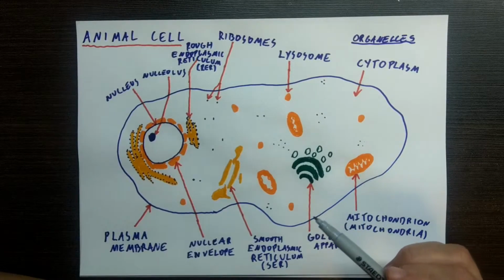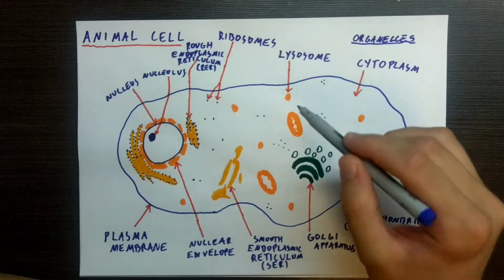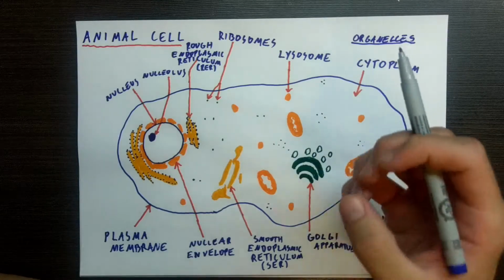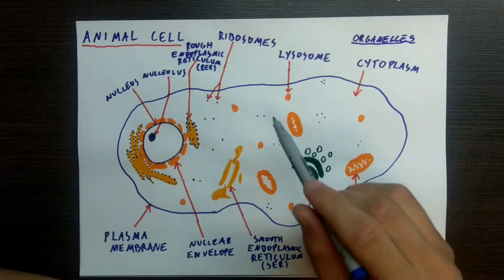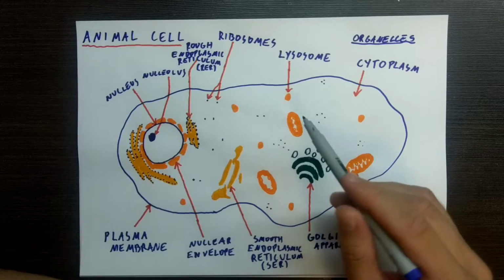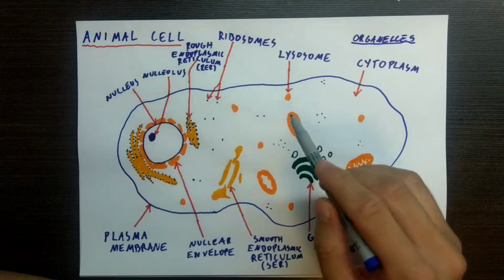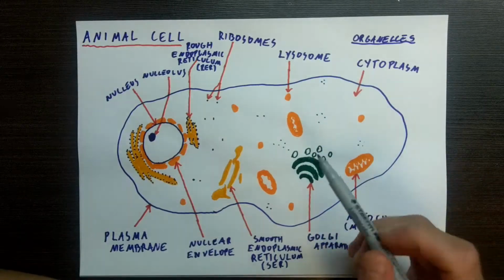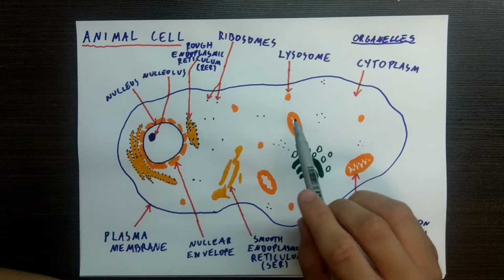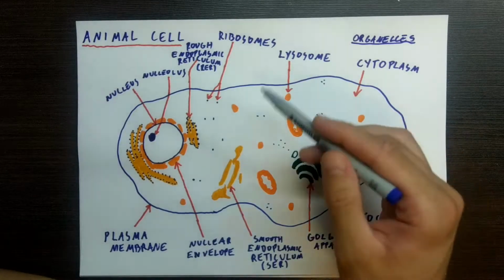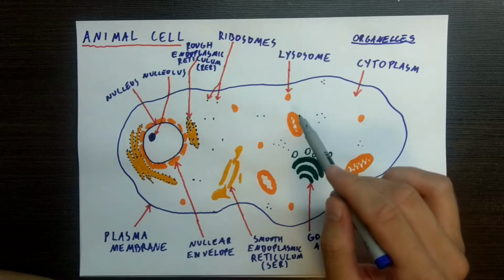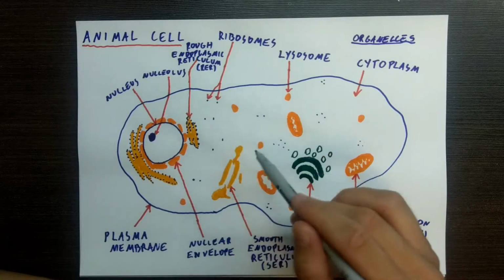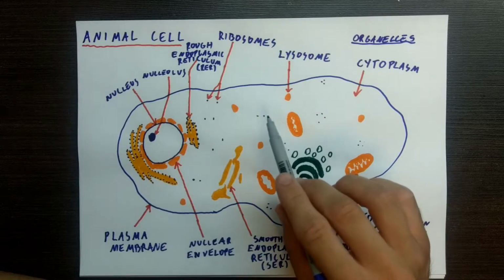Then we have lysosomes. Lysosomes are these sort of vesicles, these bubbles that contain various harsh chemicals such as reactive oxygen species, and they also contain enzymes that are involved in breaking down a lot of things. So lysosomes are important in breaking down bacteria. If a bacteria gets into the cell, a lysosome can catch it, and it can use its harsh chemicals and enzymes to literally rip that bacteria apart.